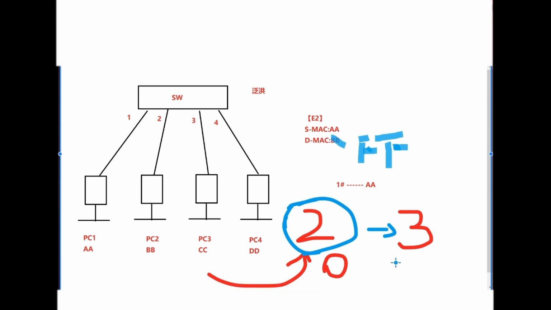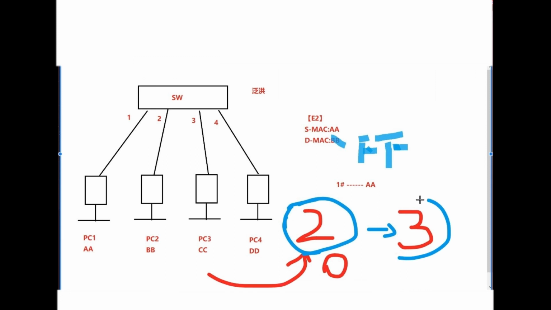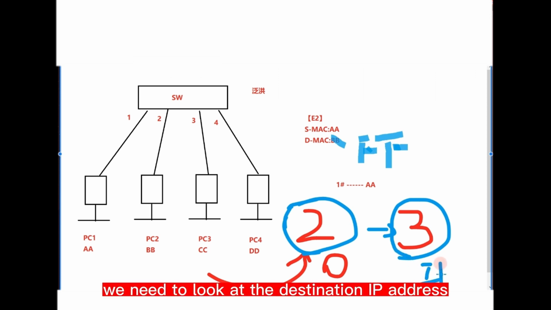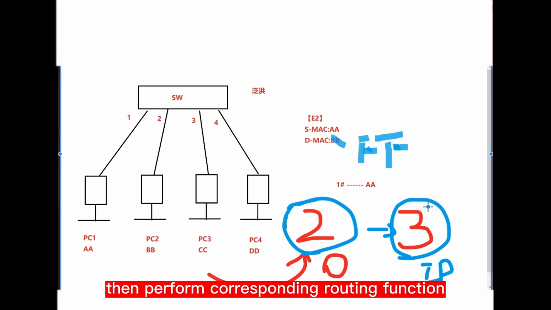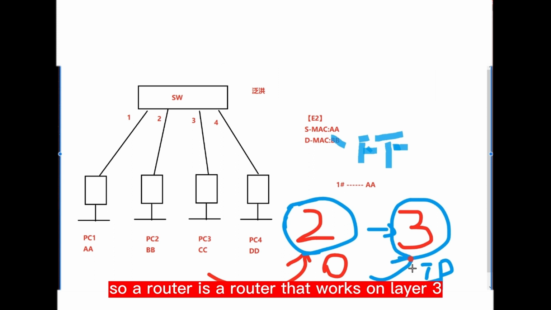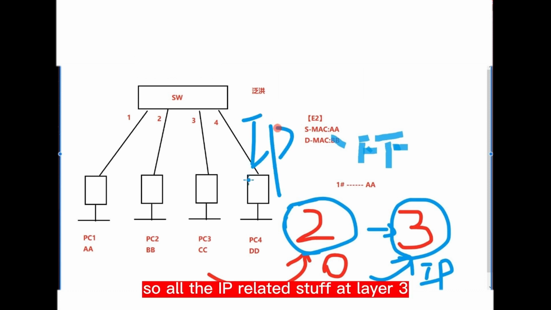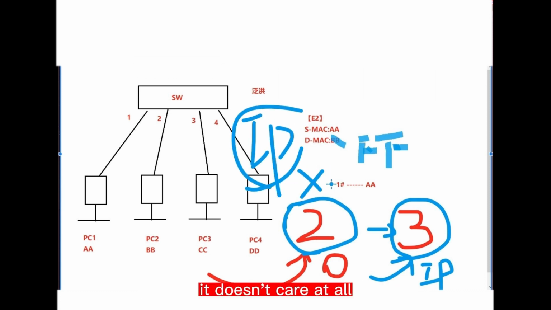For routers, after receiving, it must see the second layer first, to check that the destination MAC is sent to it. Yes. Then look at the third layer. In the third layer, we need to look at the destination IP address, and then perform the corresponding routing function, addressing and forwarding. So a router works on layer 3. Switches work on the second layer, so all the IP-related stuff at layer 3 they don't care about at all.